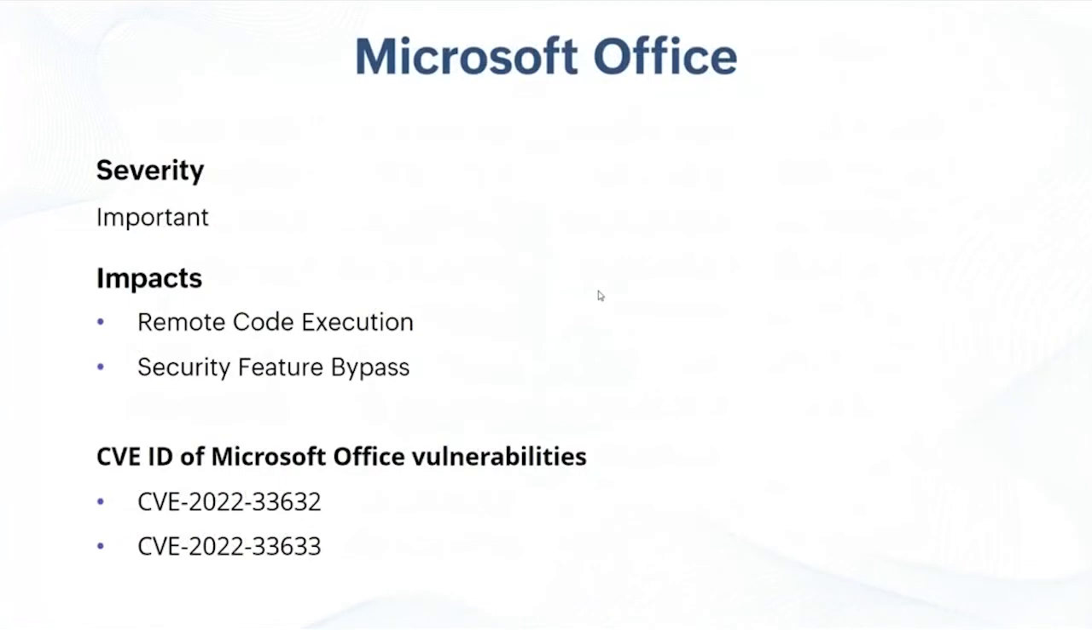Now, talking about the Microsoft Office vulnerabilities, we see that there are two CVE IDs that have been released, that is CVE-2022-33632 and 33633. The failure to patch these vulnerabilities can cause remote code execution and security feature bypass in the vulnerable systems.